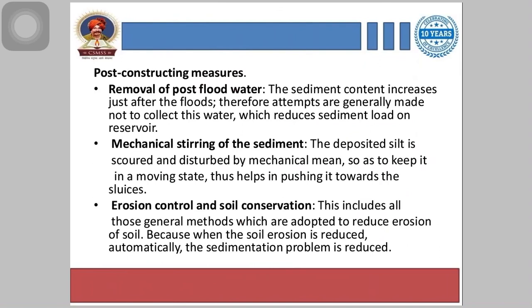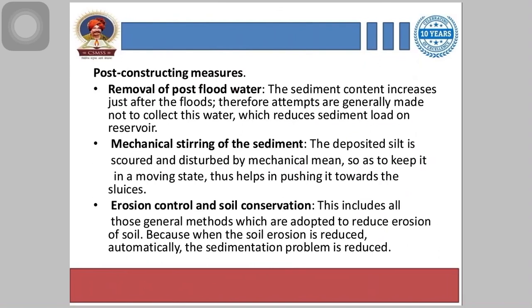Mechanical stirring of the sediment. Next point, the deposited silt is scoured and disturbed by mechanical means so as to keep it in a moving state. In this method, the silt is kept in a disturbed condition by mechanical means and it is pushed through sluices, and thus soil particles pass towards the downstream side, helping in pushing it towards the sluices.